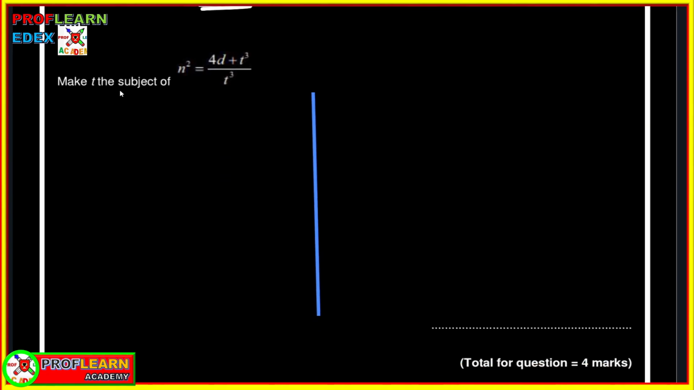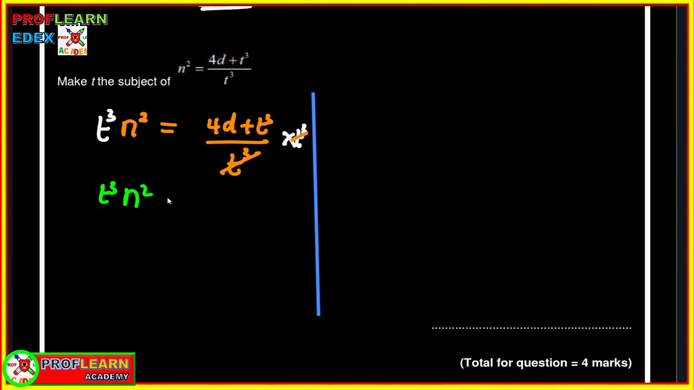So we have n squared equals 4d plus t cubed over t cubed. To make t the subject of the formula, we need to do what? We are going to multiply by t cubed both sides so that we can get rid of this fraction. And I'm going to have t cubed n squared equal to 4d plus t cubed.